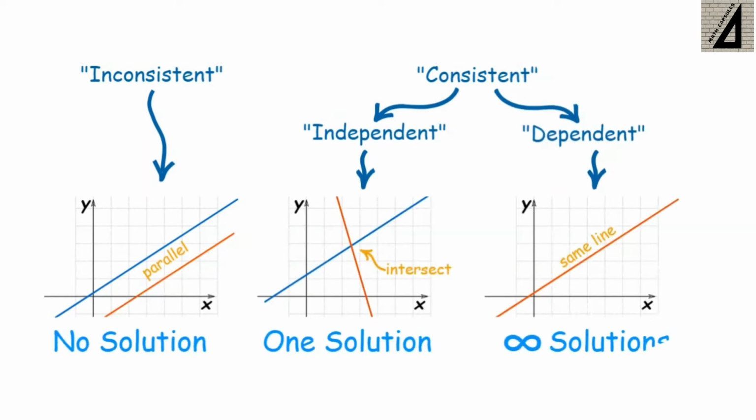The system of linear equations can be either inconsistent or consistent. Inconsistent means there is no solution, and consistent can be independent if we have one solution, or can be dependent if we have an infinite number of solutions.